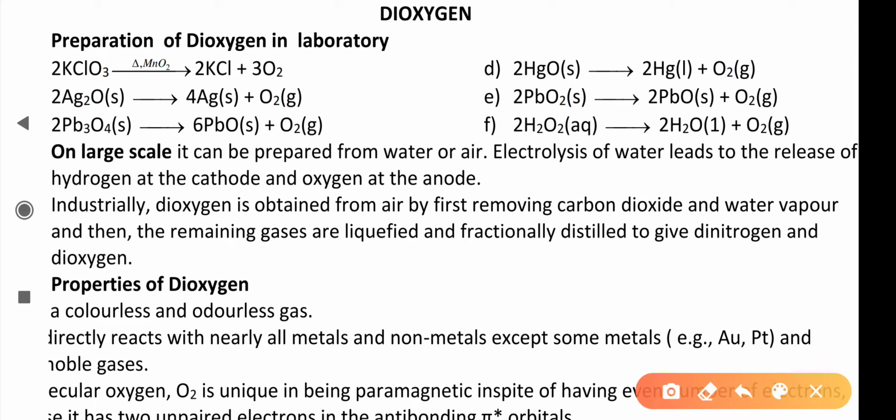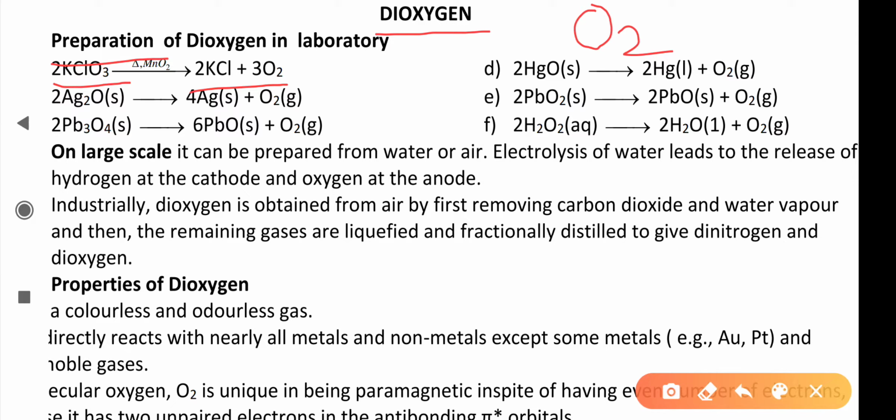After discussing the physical and chemical properties of group 16 elements, we have the next topic, dioxygen. The formula of dioxygen is O2. So the first point is the preparation of dioxygen in the laboratory. It can be prepared by the decomposition of some salts like chlorates, KClO3. When this is heated, it gives KCl plus O2.